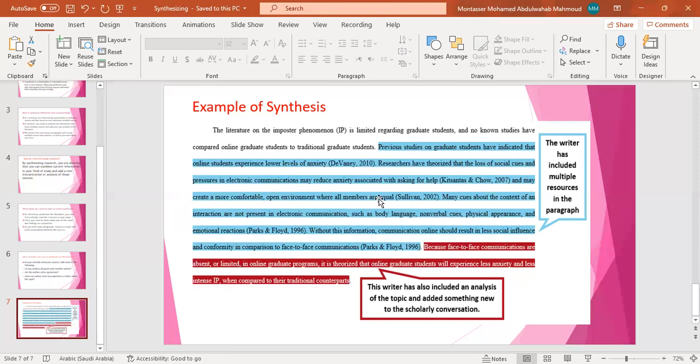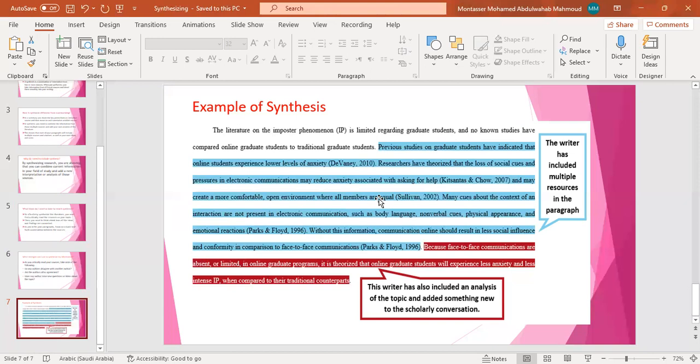No, here, the writer has included multiple resources in the paragraph, but it's not enough to include multiple resources in the paragraph. There is another important step. You actually have to include your analysis. Why you have selected these sources, why you have used ideas and information from these sources. So you have to include an analysis of the topic and add something new to what has already been referred to and cited in your paragraph.